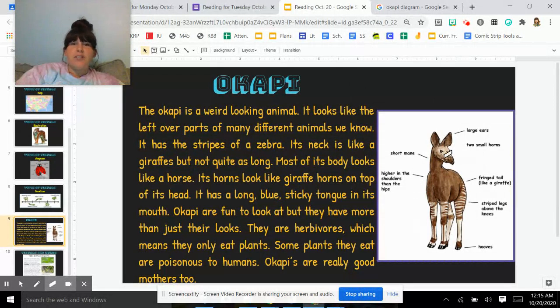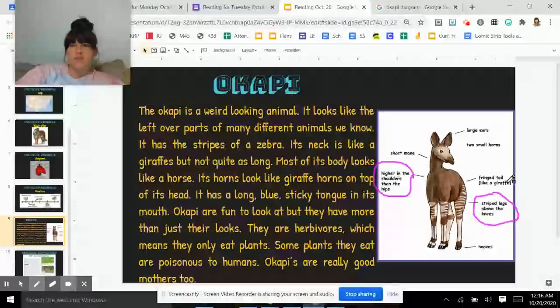So this visual is teaching us a few more things than what this text is. Nowhere does it say that they have higher shoulders than their hips. So their shoulders sit higher up off the ground than their hips do, which kind of makes their back go at an angle like that. It says it's striped like a zebra, but our visual goes even deeper and says striped legs above the knee. So the stripes are on the legs and they don't go below the knee, and we can see that they don't go onto the body of the okapi. They just stay right there on the legs.